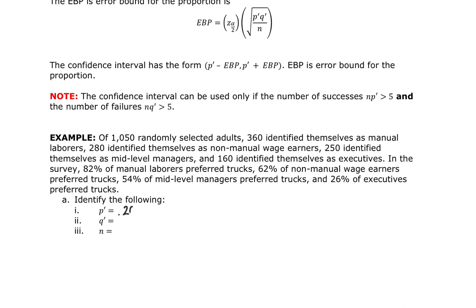So 0.26 is those executives who prefer trucks. The q would be 1 minus that, and that's going to be 0.74. Now we have to go back and say, how many actually were executives? And that was 160. So our sample size, the subset that we are looking at, is 160.